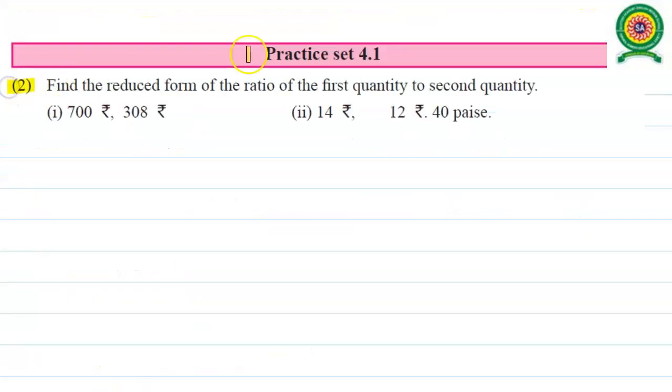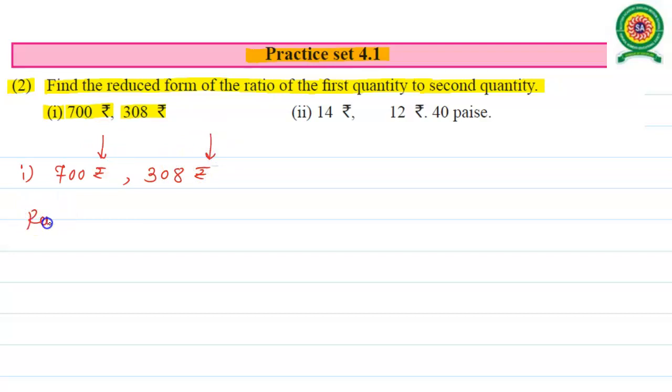Now look at the second question from practice set 4.1. Find the reduced form of the ratio of the first quantity to the second quantity. Within it, first sub question we have 700 rupees and 308 rupees. So look at the unit of the given quantities, that is first quantity in terms of rupees, second quantity in terms of rupees, so that we can form now the ratio. Once the units are the same, we are getting 700 divided by 308.